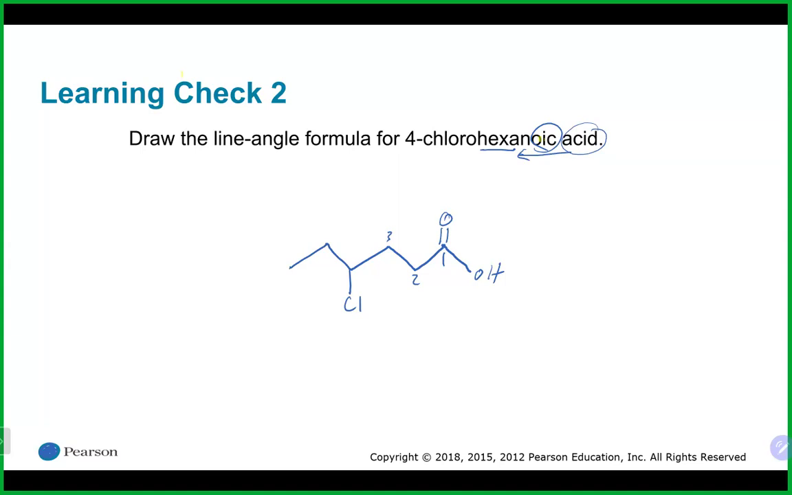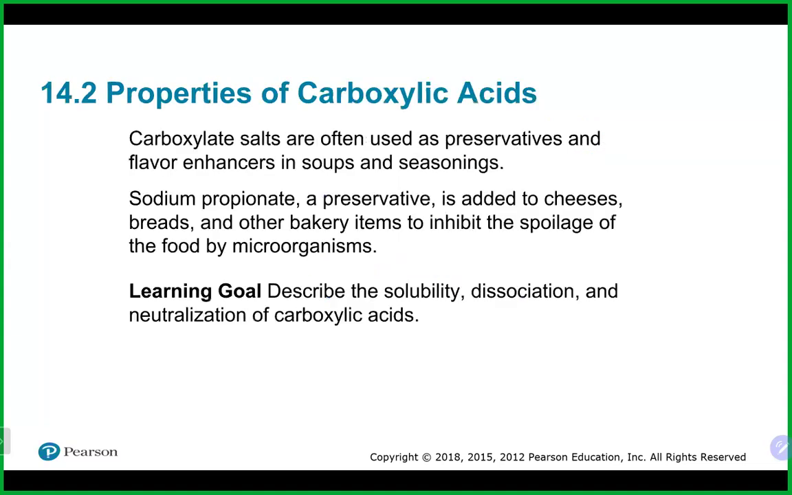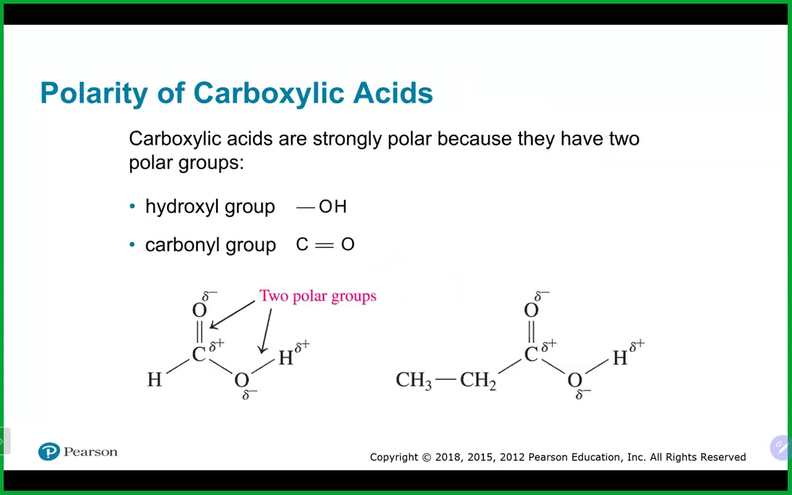All right, let's talk about some properties of carboxylic acid. Carboxylic acids sometimes will make salts that are used as preservatives. And because they are an acid, they will actually go through really an acid-base type reaction. One of the other important features of a carboxylic acid is what we talked about originally here, which is they actually have 2 very polar groups.